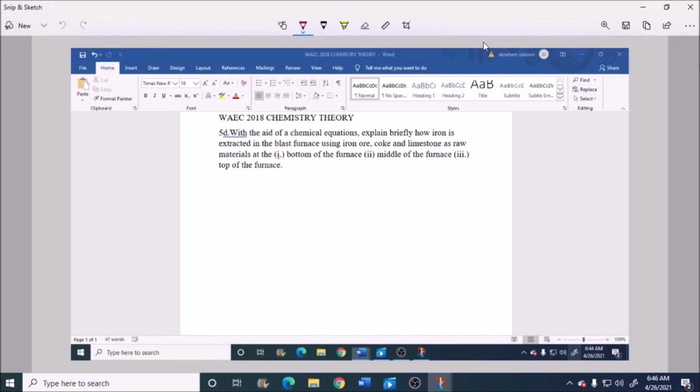Then Roman figure 3, that is at the top of the furnace, iron 3 oxide is reduced to metallic iron, that is we have Fe2O3 plus 3CO to give 2Fe plus 3CO2. Now with this explanation, we have question 5b Roman figure 1, that is, what happened at the bottom of the furnace.